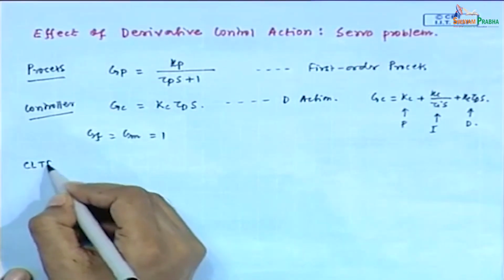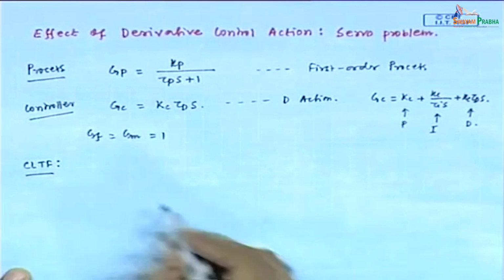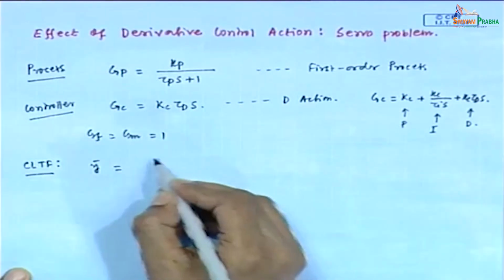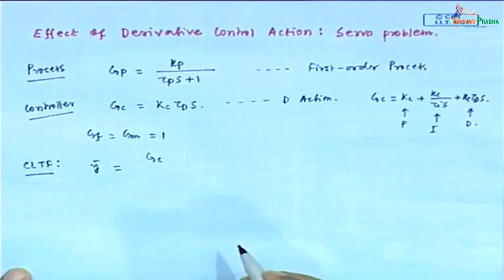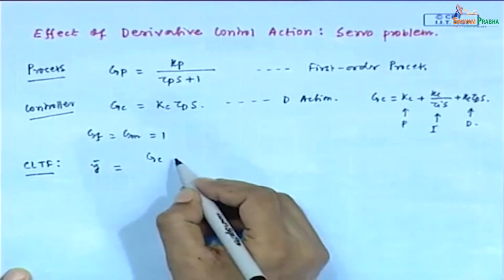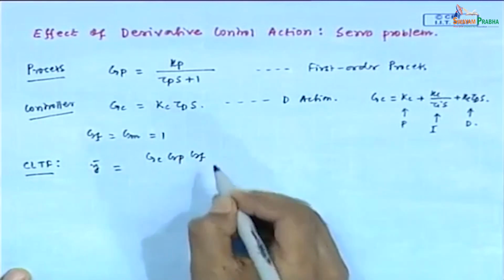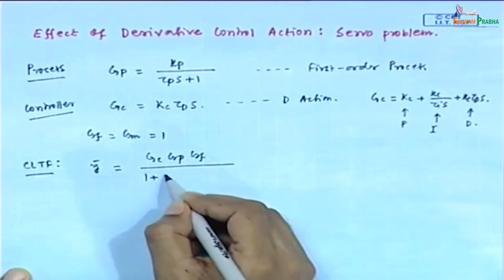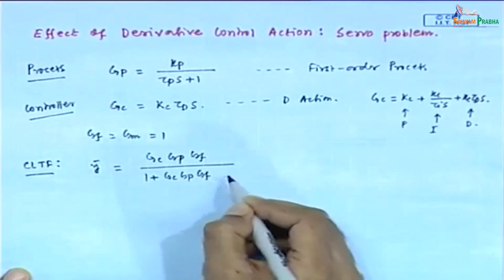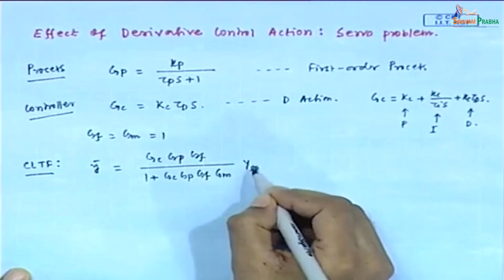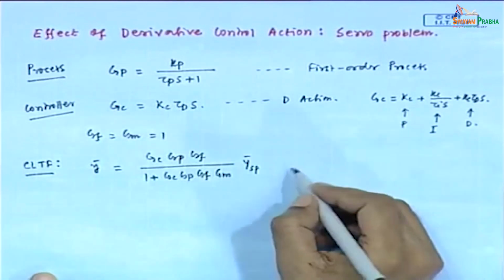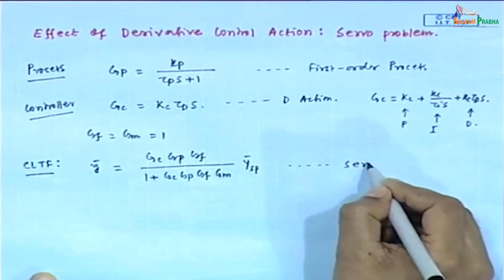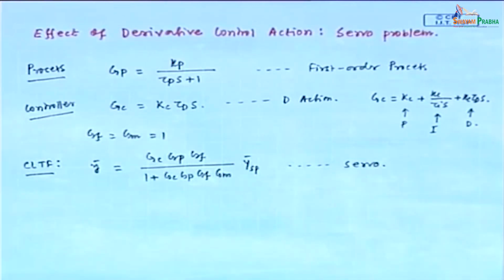Now, we will try to develop the closed loop transfer function substituting all these individual expressions, which is expressed in generalized form as y bar equals Gc Gp Gf divided by 1 plus Gc Gp Gf Gm times y set point bar. This is the generalized form of closed loop transfer function for servo case.